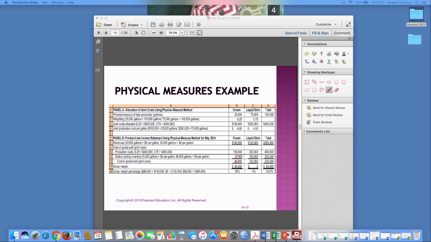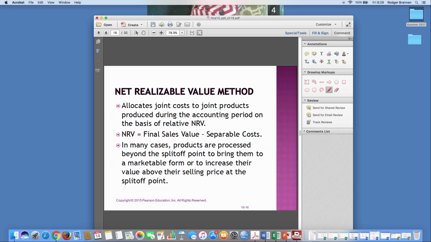Now, again, sometimes with physical measures, you can throw a lot of cost at a product and you can move it to, in this case, zero gross margin. In fact, sometimes you can even move it to a negative gross margin. So that's one of the real problems with the physical measures. You can end up with results that really don't help you to make decisions.